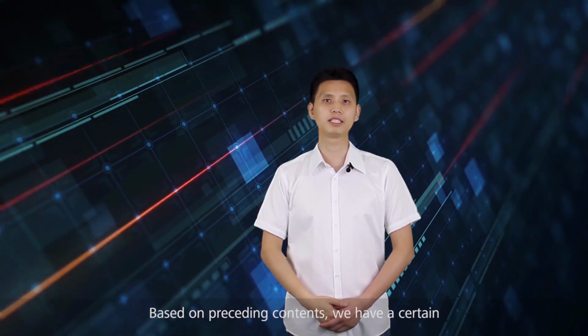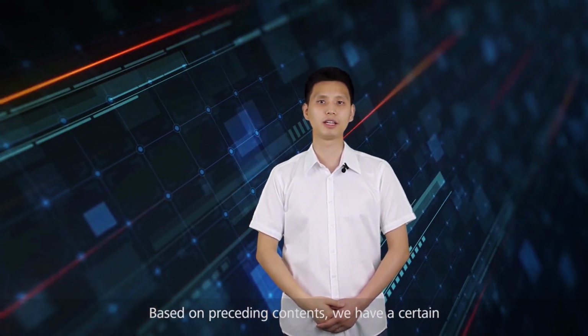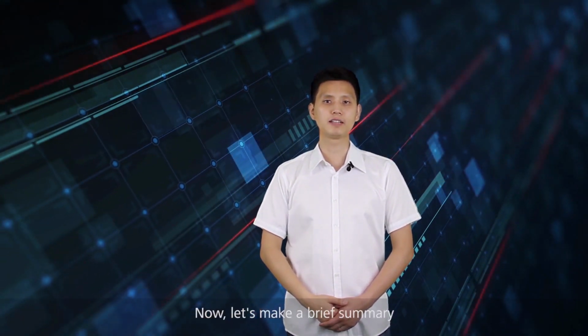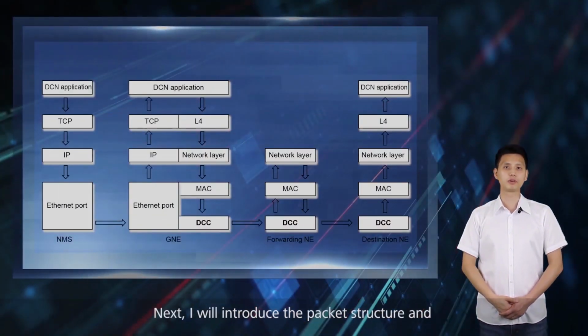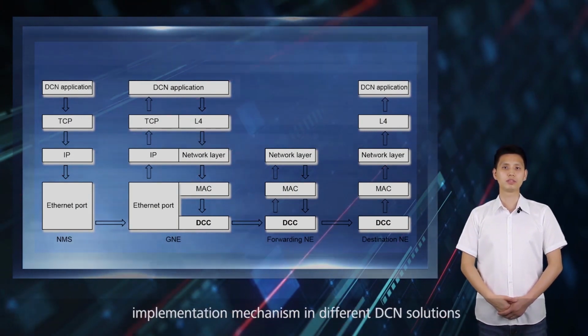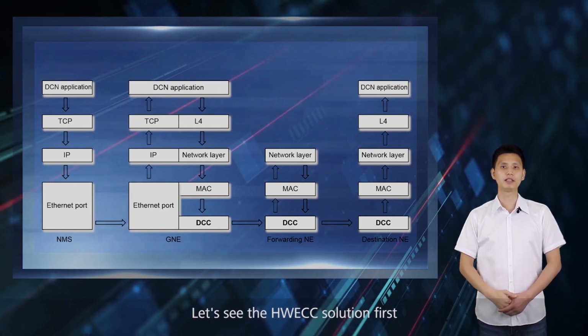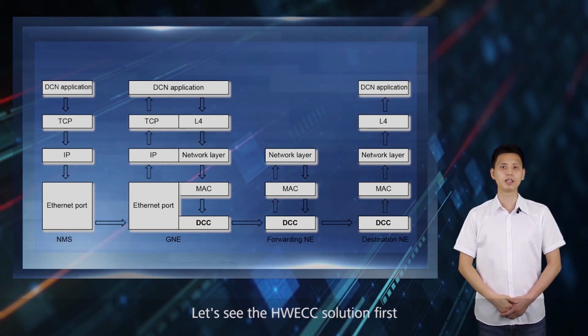Based on preceding contents, we have a certain understanding of DCN application scenarios. Now let's make a brief summary. Next, I will introduce the packet structure and implementation mechanism in different DCN solutions. Let's see the Huawei ECC solution first.